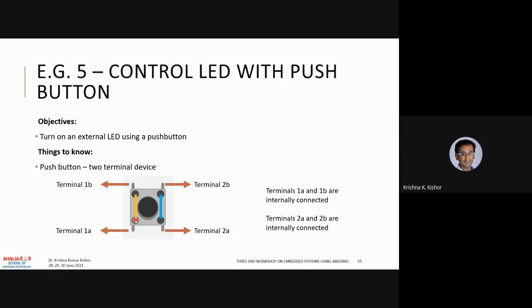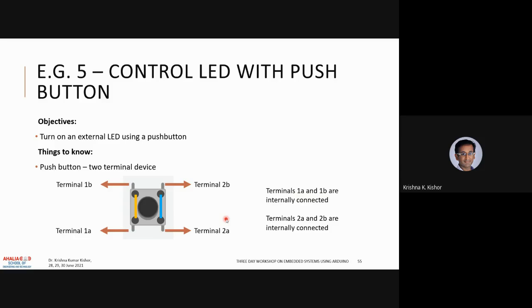1A and 1B are interconnected, essentially short-circuited, so you get the same potential over here or over here. 2A and 2B are also interconnected. For our purposes, we'll use terminal 1A as the input and terminal 2 as the output, though I can take the output from either place. So what I've written here is that terminals 1A and 1B are internally connected, and 2A and 2B are also internally connected.